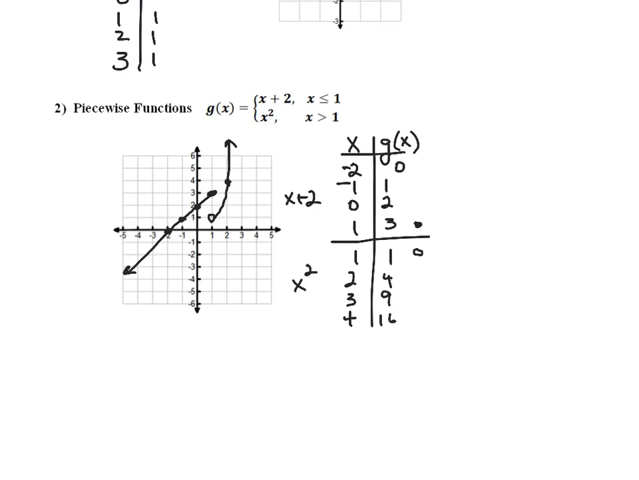Now, clearly I can see that at 1, these two branches do not come together. Since the two branches do not come together, I'm going to say there is a non-removable discontinuity at x equals 1. So this particular piecewise function did not come together at x equals 1. This again would be called a jump discontinuity. The two pieces jump.